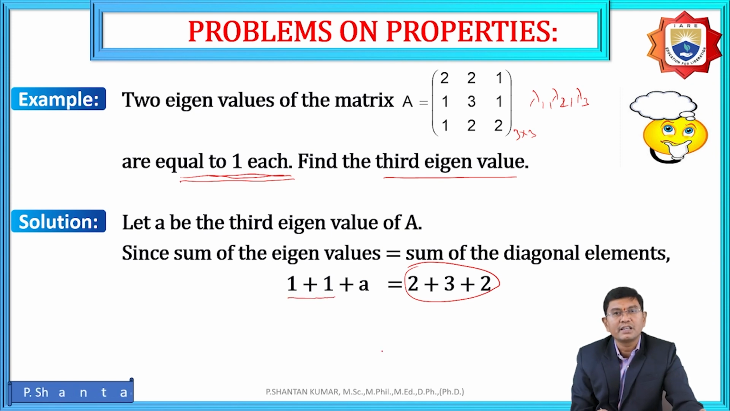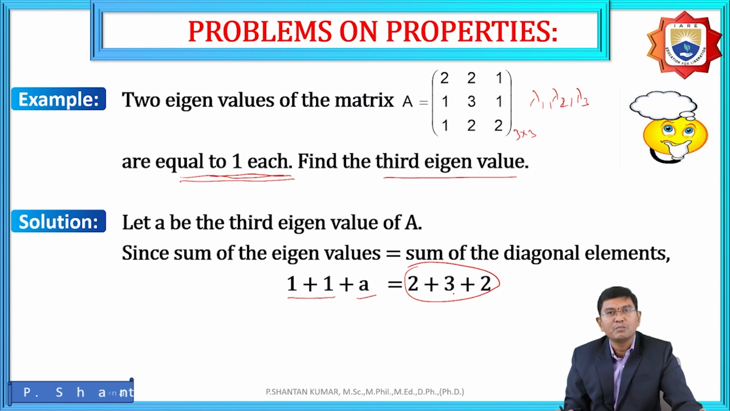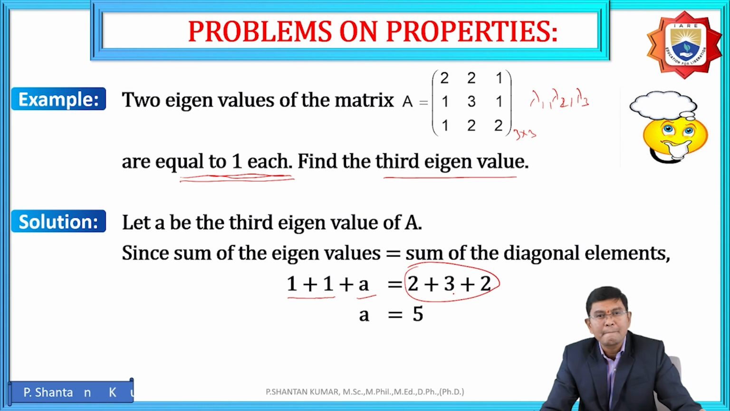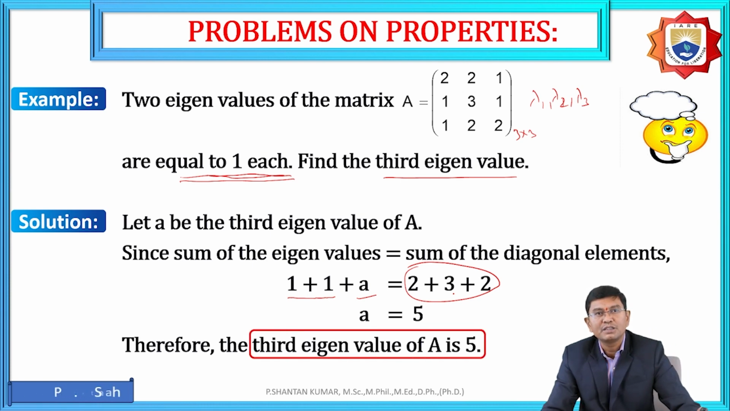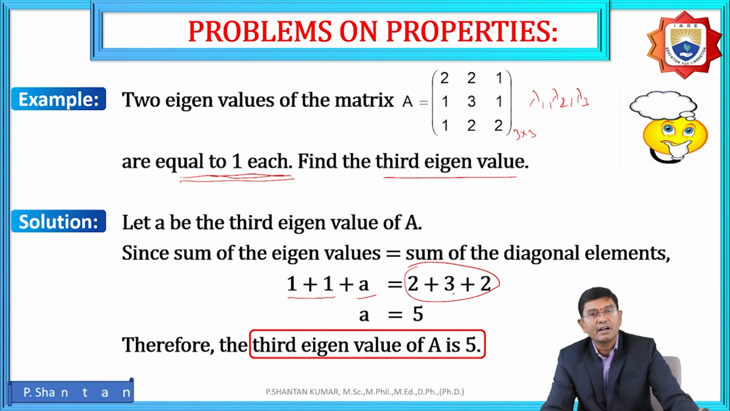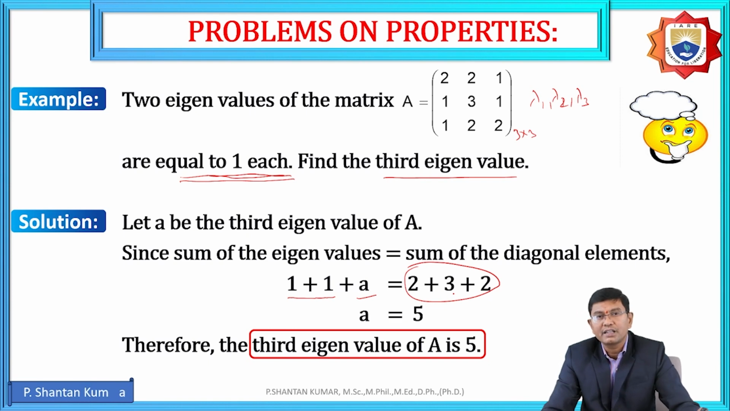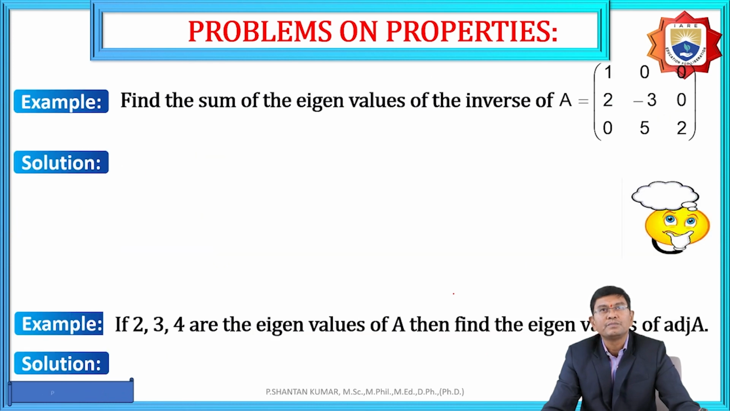We consider the third eigenvalue to be a. Therefore, 2 plus a is equal to 7, so a is equal to 5. This is the property of the eigenvalues we need to remember. Here, given two eigenvalues are equal, we find the third eigenvalue by using the property of the sum and the product under the given conditions.